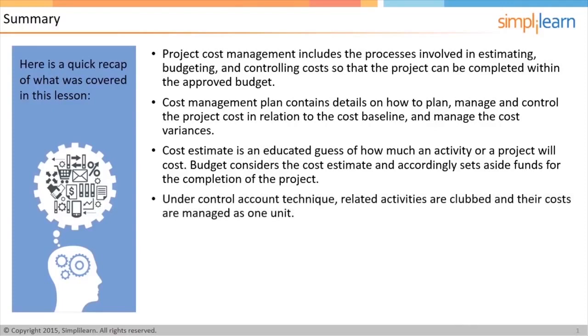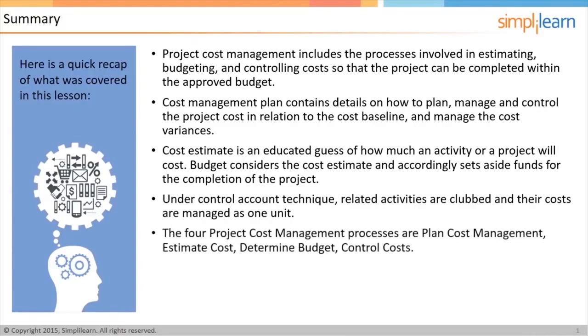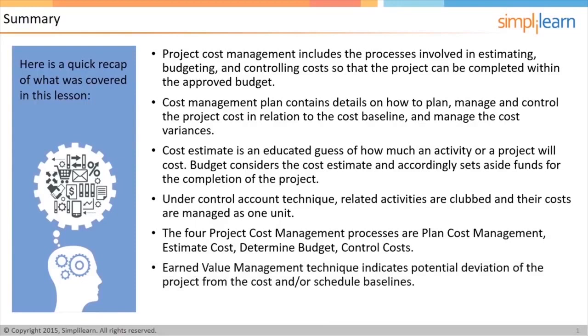Under the control account technique, related activities are clubbed and their costs are managed as one unit. The 4 project cost management processes are plan cost management, estimate costs, determine budget, and control costs. Earned value management technique indicates potential deviation of the project from the cost and/or schedule baselines.